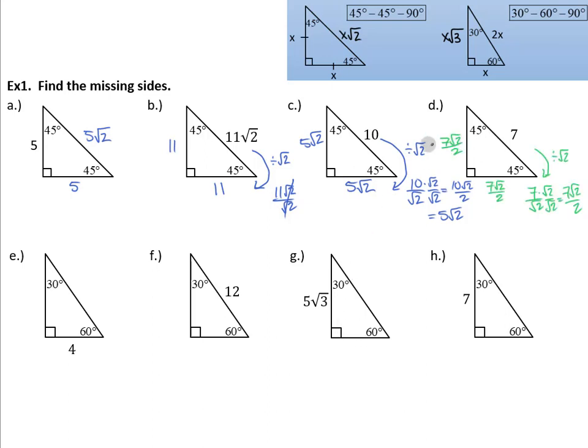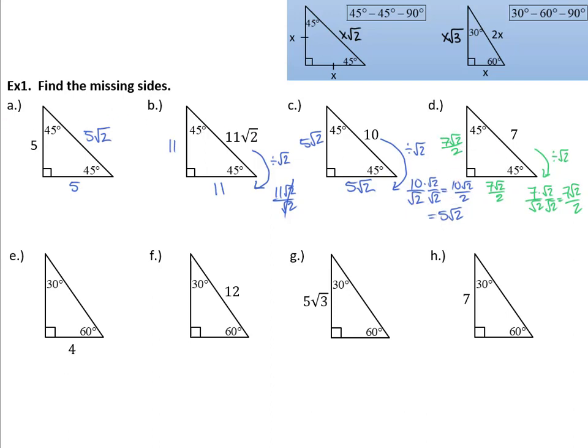Okay, so this one, the fraction can't be reduced, right? 7 halves. But same idea, we divide by root 2, so we put 7 over root 2, and then we rationalize the denominator. We multiply top and bottom by square root of 2, so we get 7 root 2 over 2, and this time the 7 halves does not reduce. So it's just 7 root 2 over 2 for both legs.